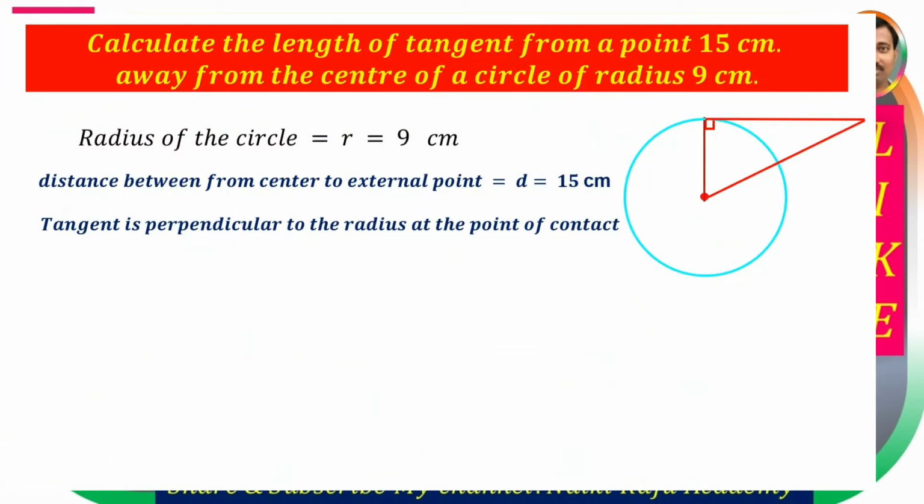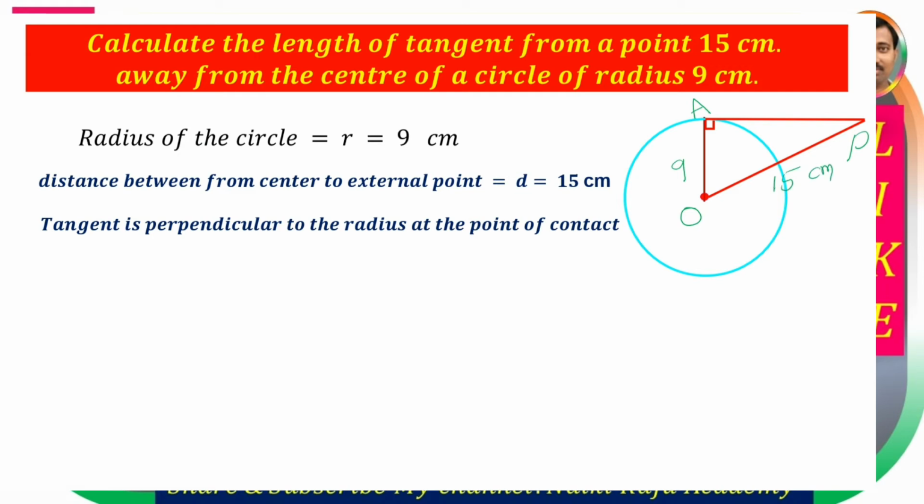Calculate the length of the tangent from a point 15 centimeters away from the center of the circle. Radius is 9 centimeters. Let O be the center of the circle, P is the external point, and a point on the circle is A. Radius is 9 centimeters, and the distance between center and external point is 15 centimeters.